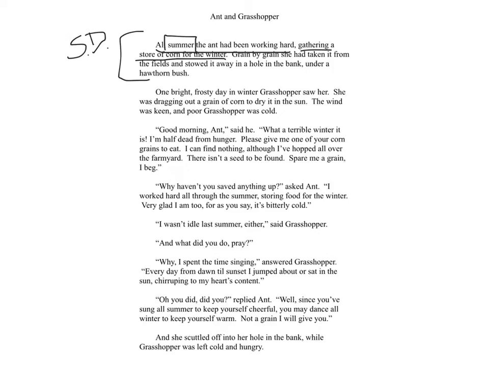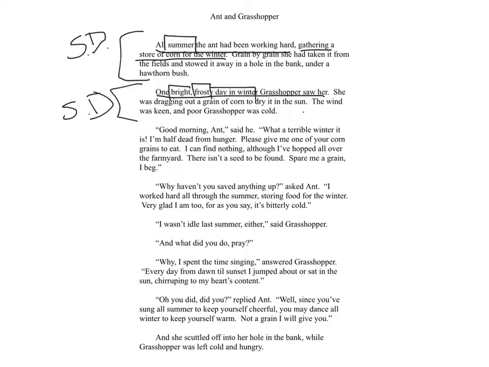I'm continuing on. It says, one bright frosty day in winter, Grasshopper saw her. So here we are about 6 months later, and it says it's winter time now. So I'm going to go ahead and add some stage directions in my play. And it is a frosty day. I love the detail here. Bright frosty day in winter. And Grasshopper sees her all of a sudden. We have some more stage directions here.